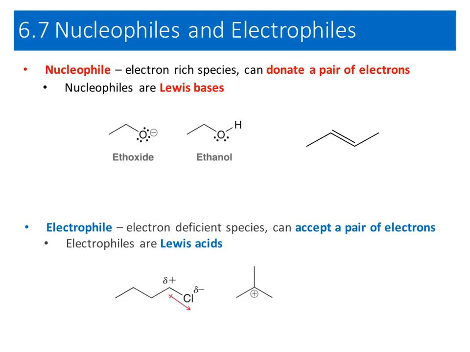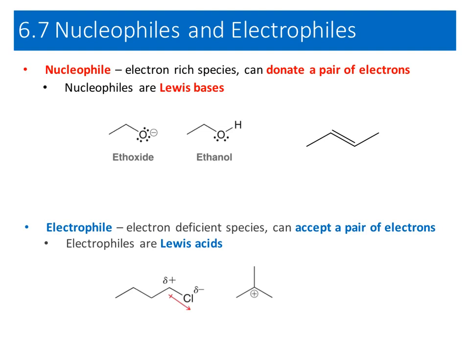Now, how about the electrophile? Electrophile means electron lover. So it is an electron-deficient atom that can accept a pair of electrons. We can think of Lewis acids for electrophiles. For example, a carbocation has a positively charged carbon and an empty p orbital, which can accept a pair of electrons.